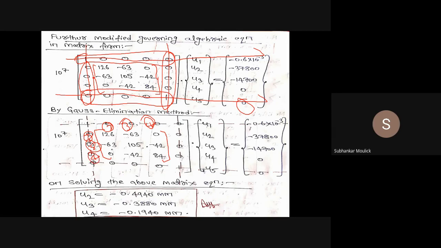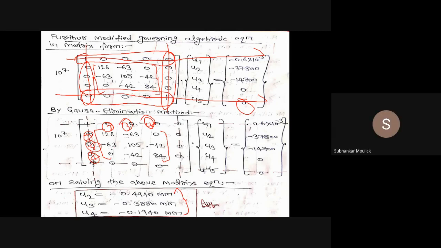Now if you solve these three matrix row equations, you will get the unknown values u2, u3, and u4, and they are coming out to be minus 0.4940 mm, minus 0.3880 mm, minus 0.1940 mm. That means the direction of displacement which we have chosen was the wrong direction. The correct direction will be in the negative x direction. Is it clear? Any doubt? No, sir.